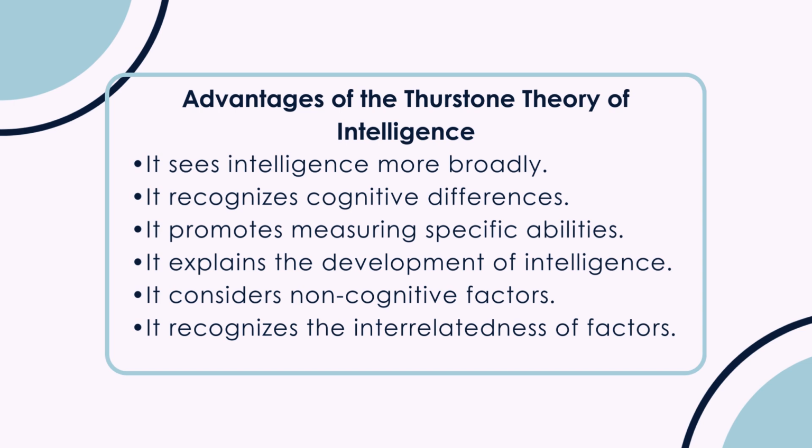Number 6. Thurstone's theory recognizes the interrelatedness of factors. Though the main abilities are seen as separate, test scores showed they were related to some degree. The abilities measure separate things but also influence each other. The theory recognizes they are interrelated, not just separate.